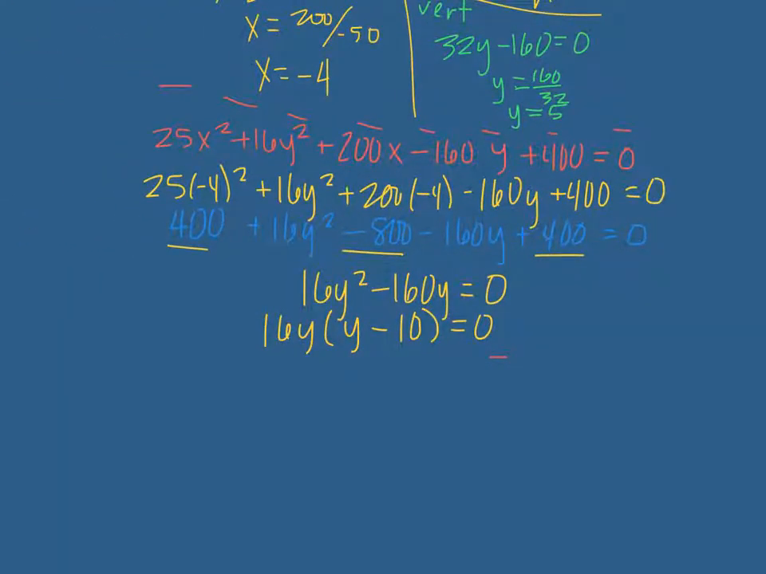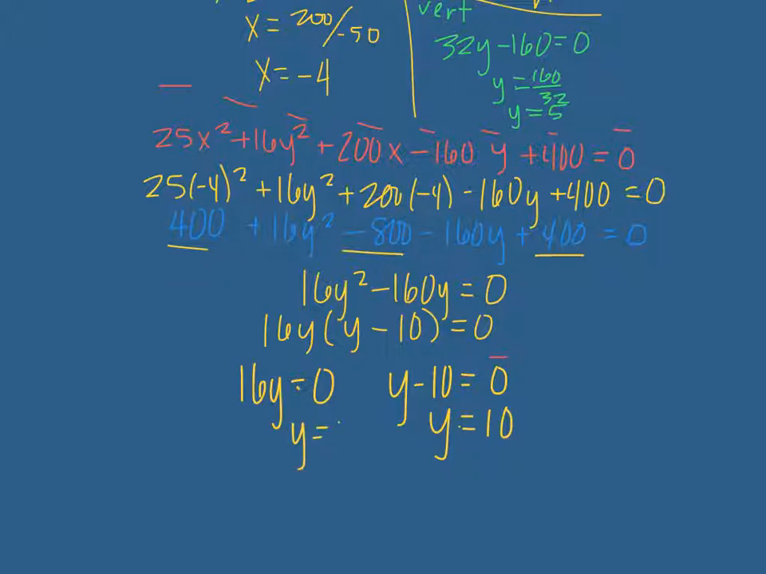And so 16y equals 0. And the reason I can do that is because it's multiplication, and anything times 0 is 0. So I have y equals 10 and y equals 0. So again, remember the x that I plugged in was negative 4. So at negative 4, 0, and at negative 4, 10, we have horizontal tangent lines. Because remember, at negative 4 is where we found that the slope was 0. So now I need to do the same thing, except I need to plug in 5 for y.